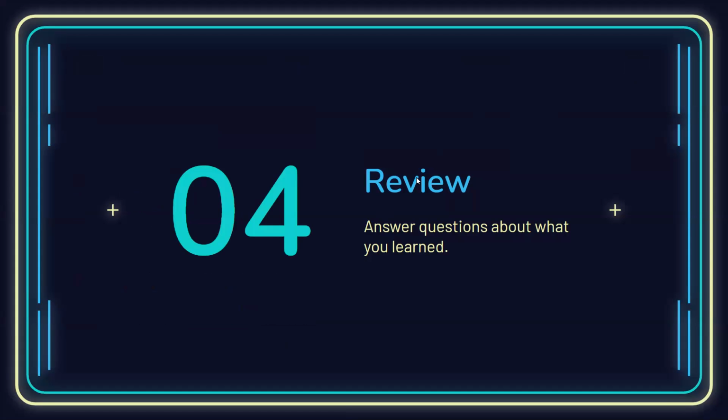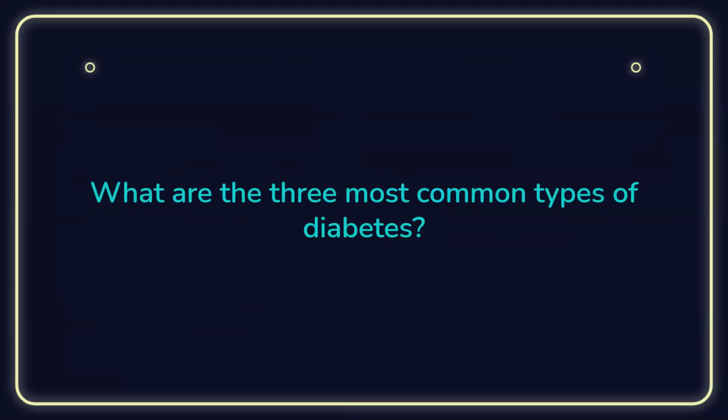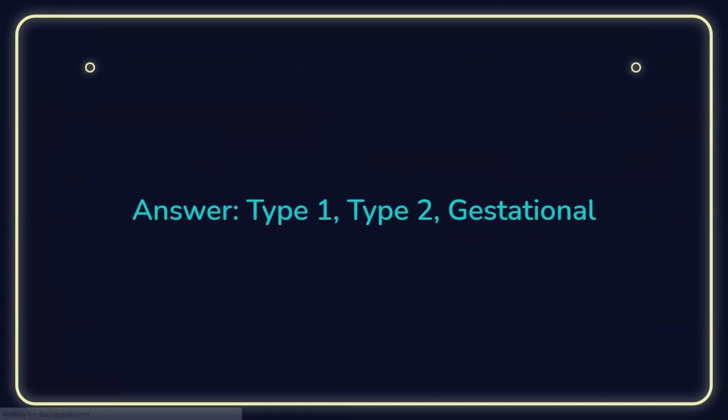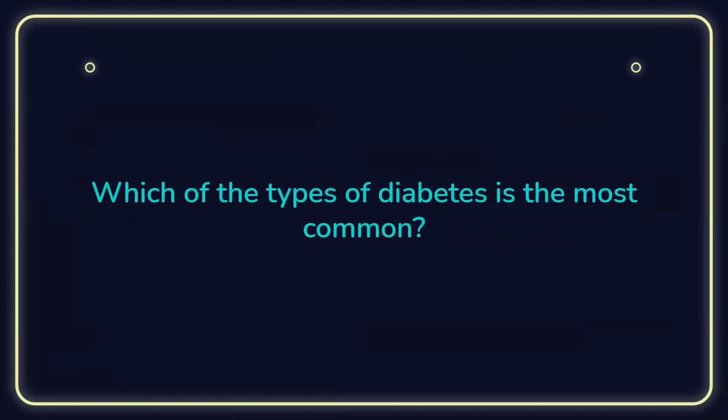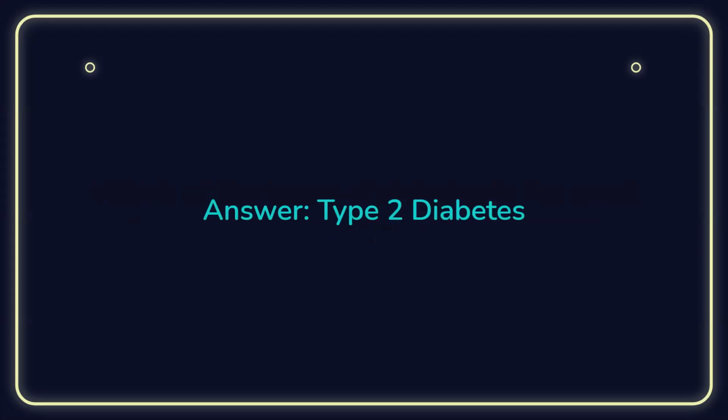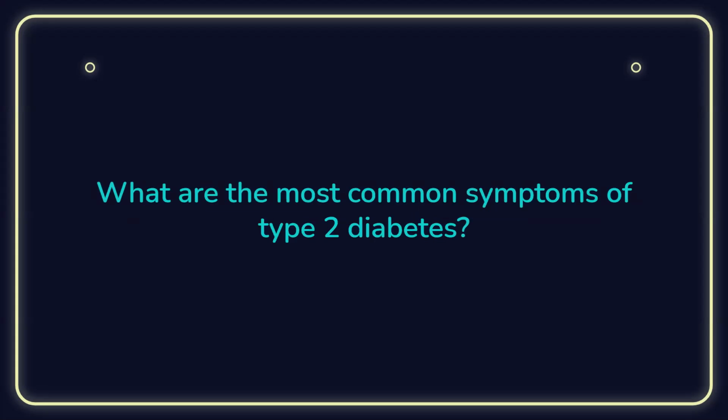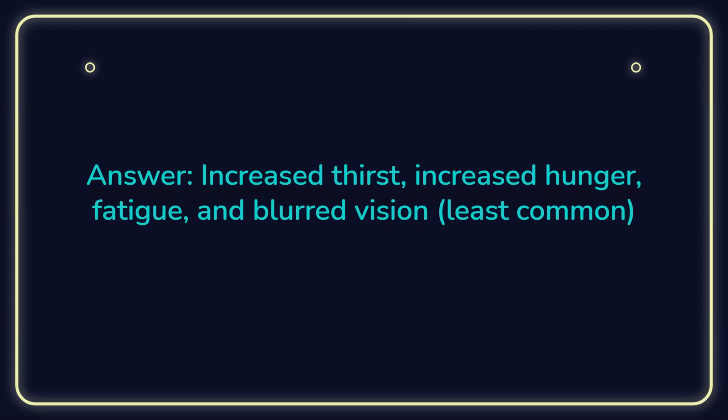Next slide. What are the 3 most common types of diabetes? The answer is type 1, type 2, and gestational diabetes. Which of these types of diabetes is the most common? The answer is type 2 diabetes. What are the most common symptoms of type 2 diabetes? The answer is increased thirst, increased hunger, fatigue, and blurred vision, which is the least common symptom.